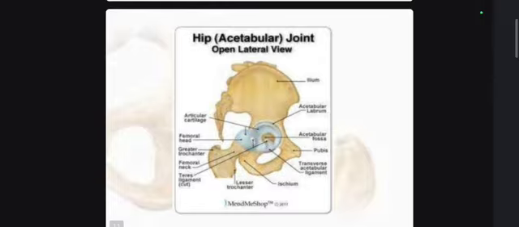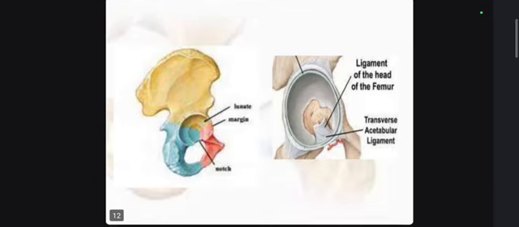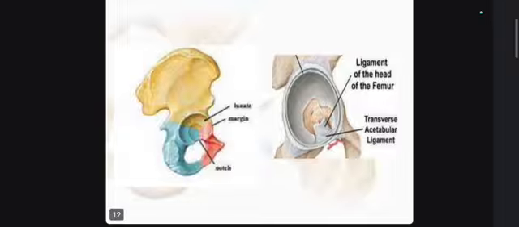This image shows the hip or acetabular joint, open lateral view. It shows the ilium, acetabular labrum, acetabular fossa, pubis, transverse acetabular ligament, ischium, lesser trochanter, teres ligament, femoral neck, greater trochanter, femoral head, articular cartilage, etc. The first image shows the lunate margin and the acetabular notch, and the second image shows the ligament of the head of femur and the transverse acetabular ligament.